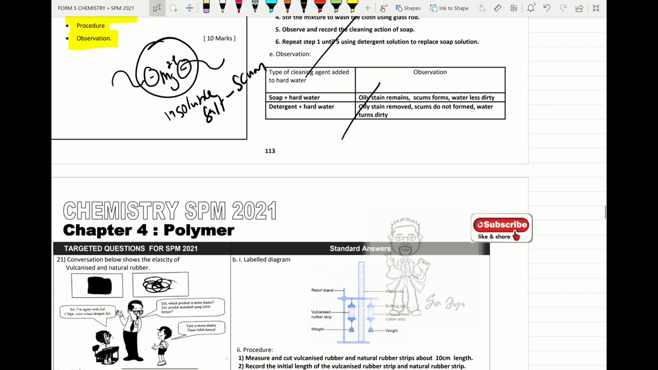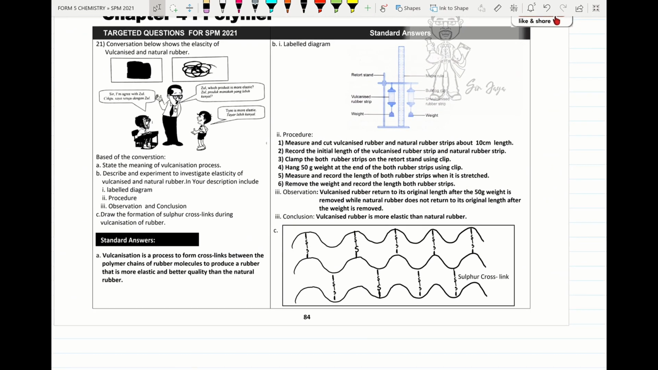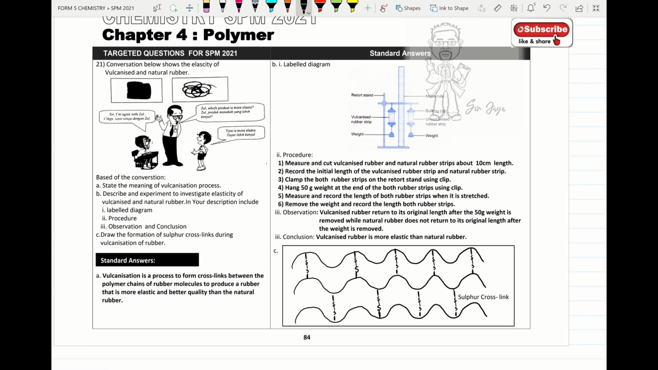So we move on to the last question, the last essay question. This one I also already discussed under Chapter 4, polymer. Please check to determine the elasticity of vulcanized rubber and unvulcanized rubber. State the meaning of the vulcanization process. It is a process to form cross-links between the polymer chains of rubber. What type of cross-link? Sulfur cross-link. Please remember, this is to produce rubber that is more elastic and of better quality than natural rubber.